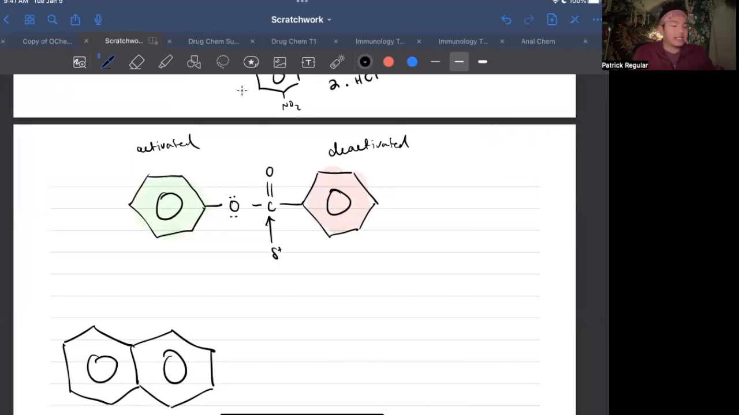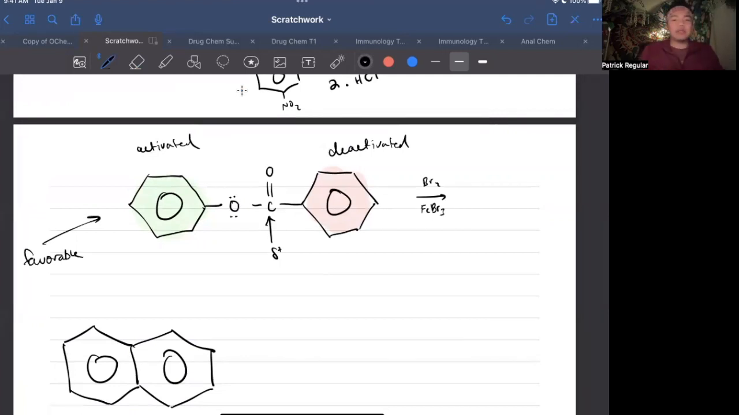Well, if you're to react it, let's say we were to brominate it, Br2, FeBr3. All right, where will it add? Well, if you think about it, which ring would it rather react with, an activated ring or a deactivated ring? Well, kinetically, it will favor the activated ring. So it'll barely react with this ring, and it'll mainly react with the ring on the left. So this one is favorable.